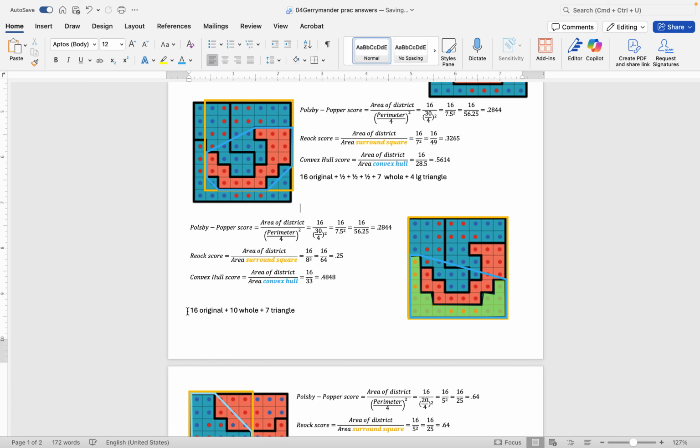So I have total here 16, 26, 33 squares in my convex hull, or total squares, or parts of squares, right? Together it's 33 squares worth of area. That's the best way to say that, I guess. All right, so 16 for my original district, 33 for the new convex hull. Notice I've added a lot more area in here, okay? So when I divide those, I'm going to get a convex hull score of 0.4848.